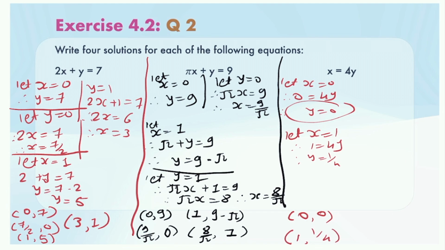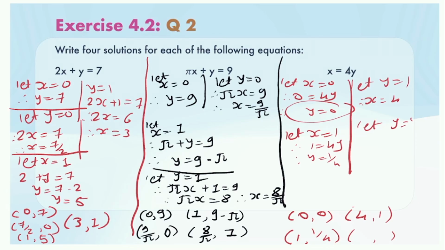Now let us see the third solution. Let me put y equal to 1. If I put y equal to 1, it will look like x equal to 4 multiply 1, that is 4. So y equal to 1, that is x equal to 4. So my third solution will look like 4 comma 1. And the last one: let me put y equal to 2. If I put y equal to 2, my equation will look like x equal to 4 times 2, that means 8. So I get the direct answer, x equal to 8 and y equal to 2. So these are the four solutions for these equations.